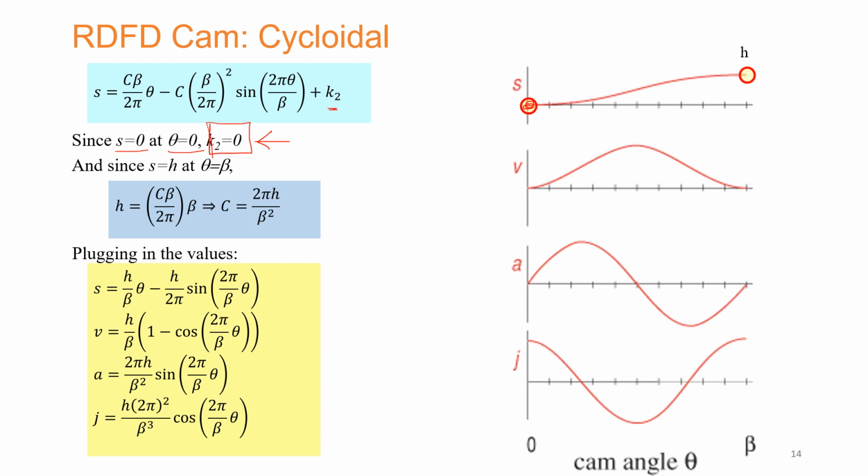for the displacement term. And when you plug in the other condition, that at theta equal to beta, which you can see right over there, S turns out to be equal to H. When you plug in this value, this is going to give you the other expression for constant C. So this is the other expression.